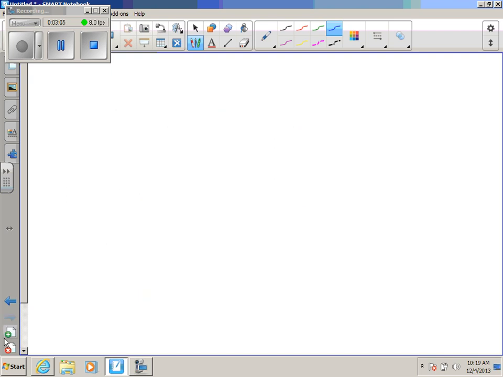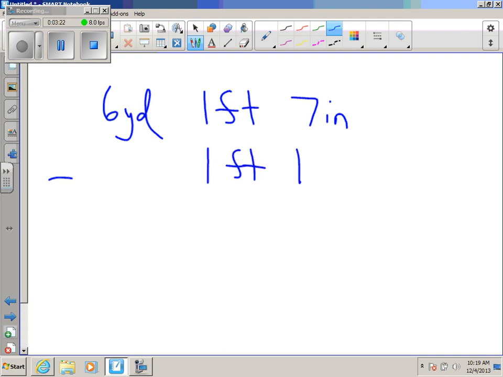They do get a little bit more complex. 6 yards, 1 foot, 7 inches. And let's subtract 1 foot, 11 inches.